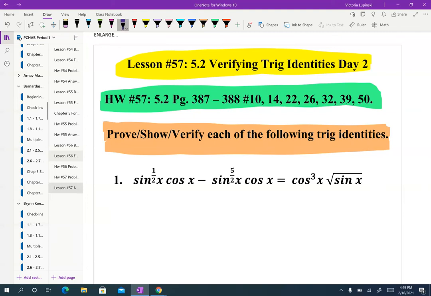All right, welcome everybody. Today we're going to talk about lesson number 57. This is day 2 of verifying trig identities. And the truth is, the goal is still the same as it was during day 1.